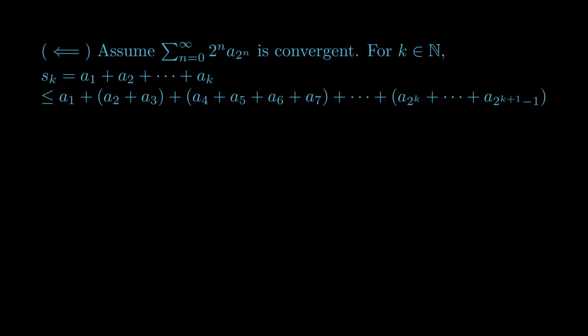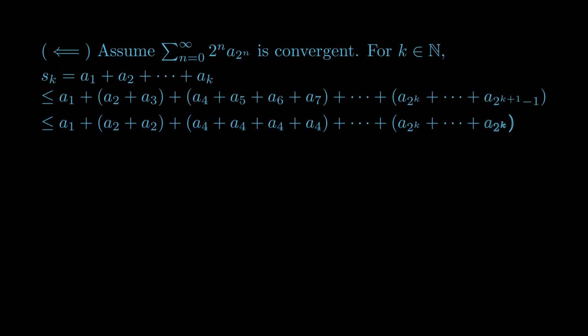And then in each of these parentheses, we'll decrease the index, a3 down to a2, a5, a6, a7, all down to a4, so that the total sum is greater. So this new sum is greater than or equal to the prior sum. And counting the number of terms in each parenthesis, this is equal to a1 plus 2a2 plus 4a4 plus ... plus 2^k a_{2^k}, which is exactly the kth partial sum of the series we assumed to be convergent.